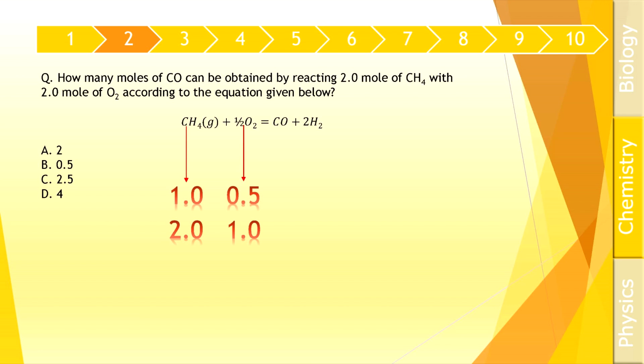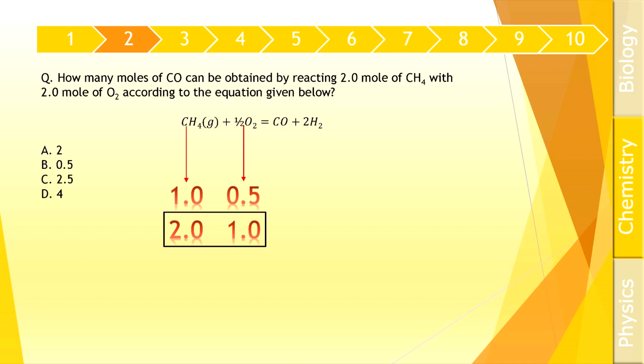Also, to consume full 2 moles of oxygen, we need at least 4 moles of methane. This is not the case, as our question clearly specifies that we are limited with only 2 moles of methane. In this case, methane is the limiting reagent and oxygen is in abundance. So we will have to revert back to the second case and ignore the last case.